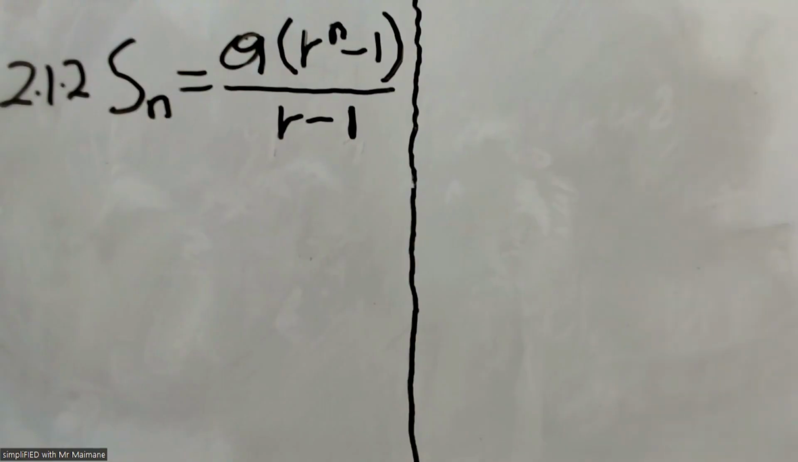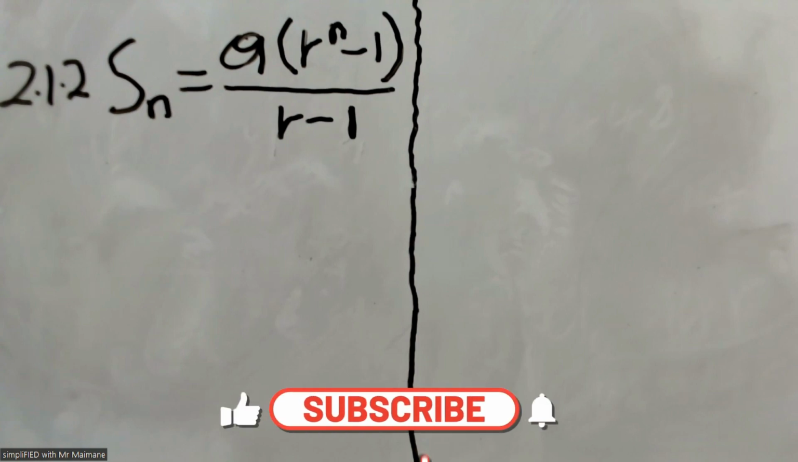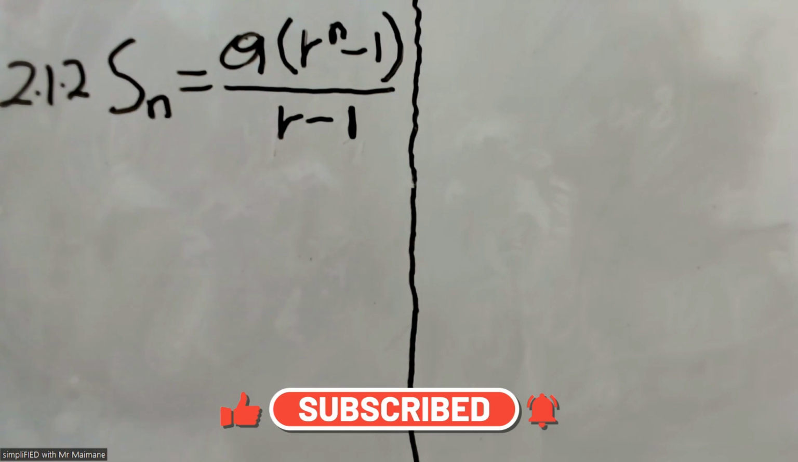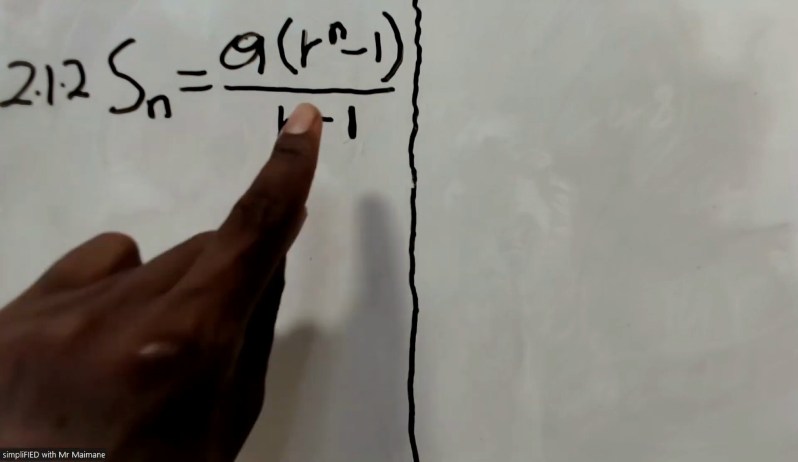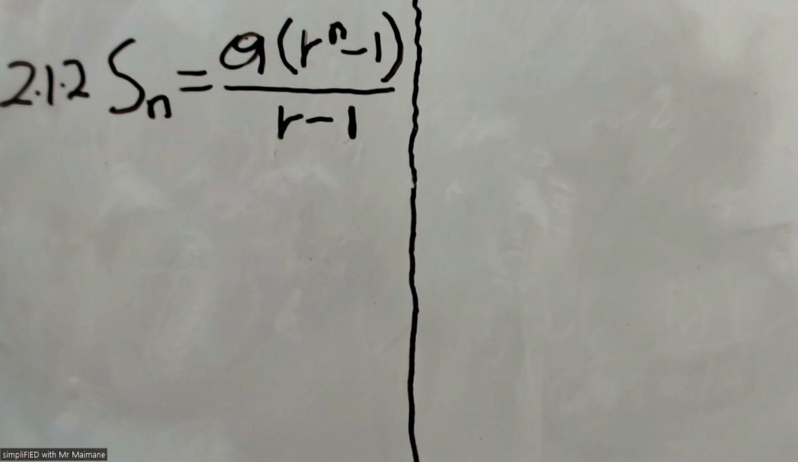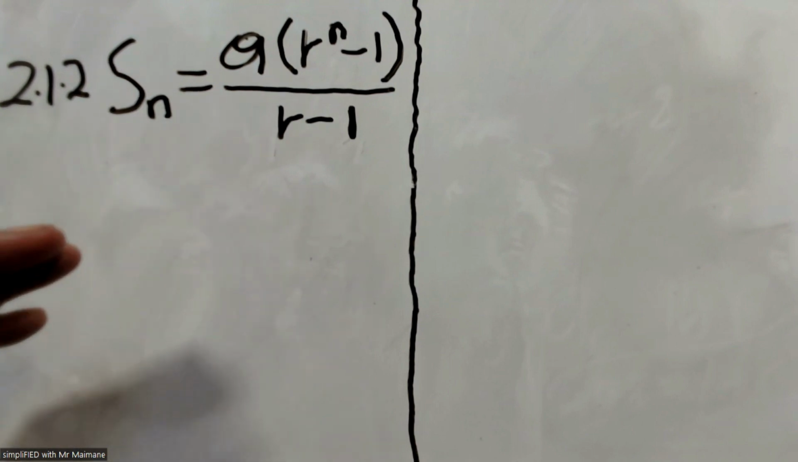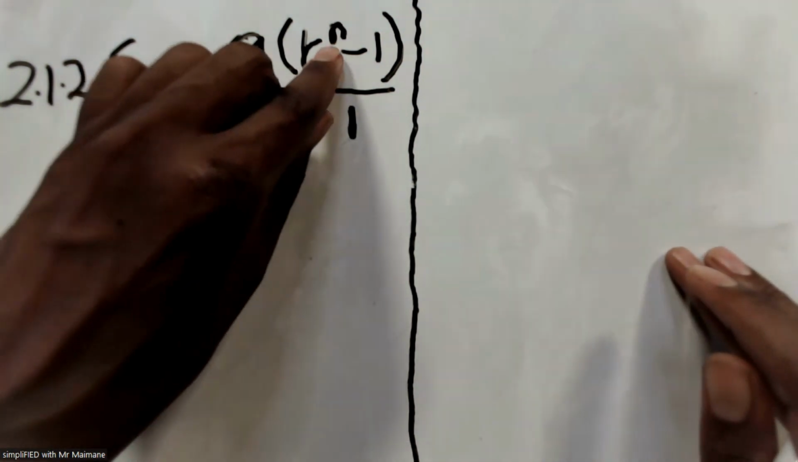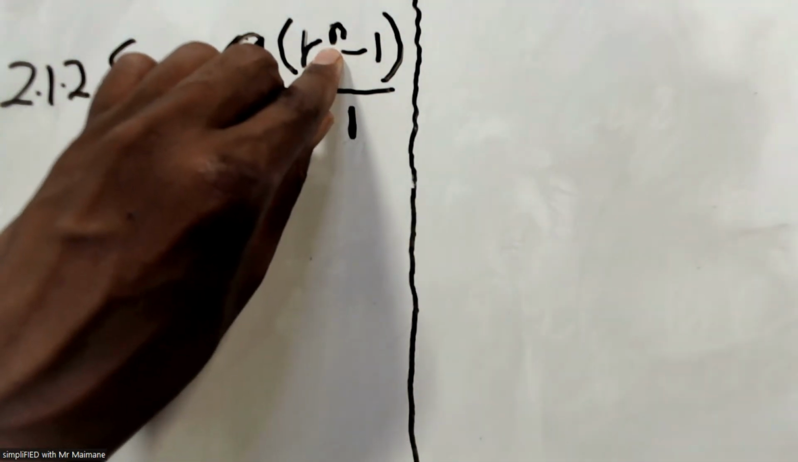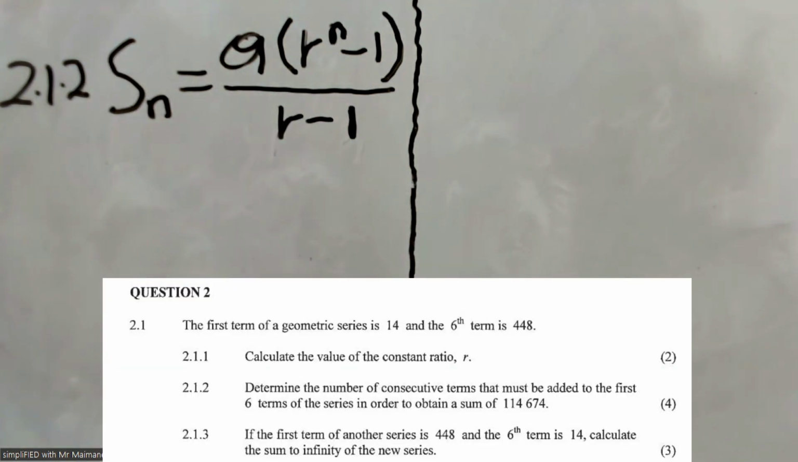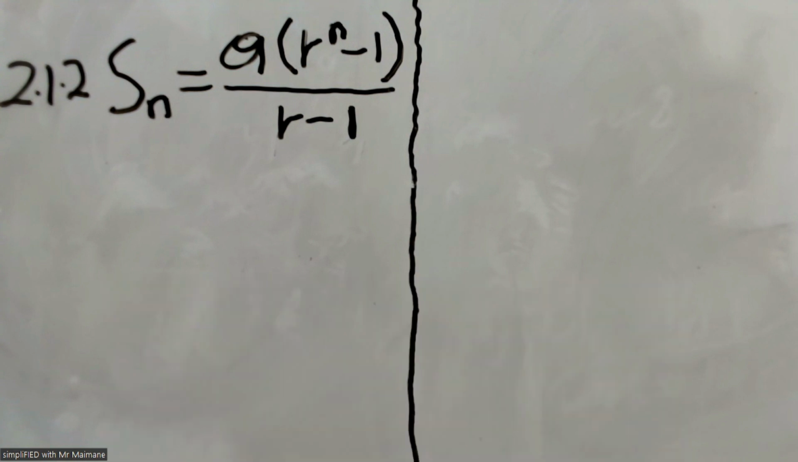So for 2.1.2, we already know the equation for the sum of a series under geometric sequence is given like this, right? Now, they want us to determine what the nth term is for us to obtain the sum of 114,674. So it's easier to work it out this way: let's first get the nth term for that sum of 114,674, and then we're going to determine the difference with the 6th term to get the actual value of what they want us to calculate. So we're going to work it like this.